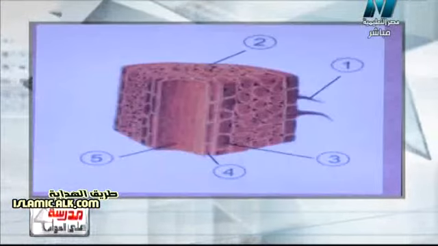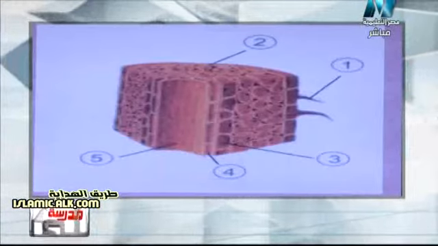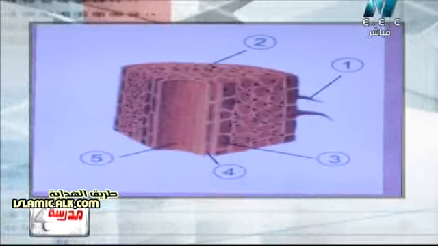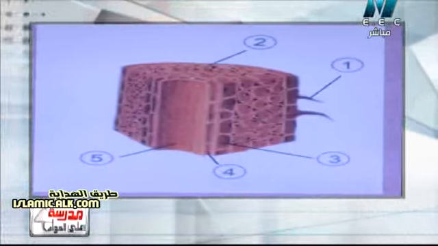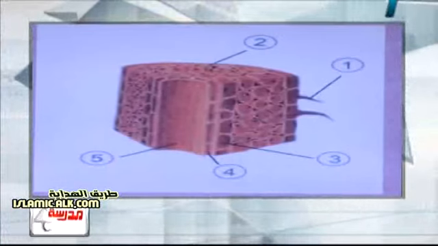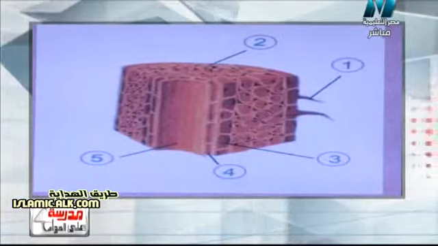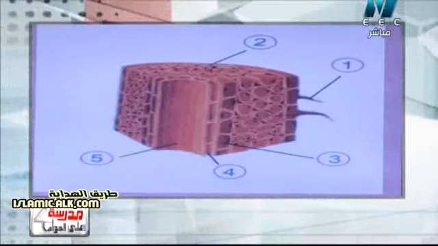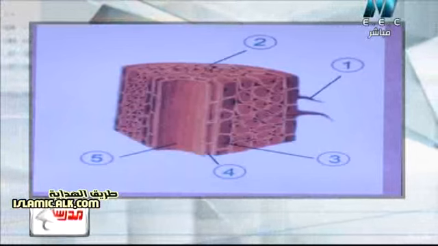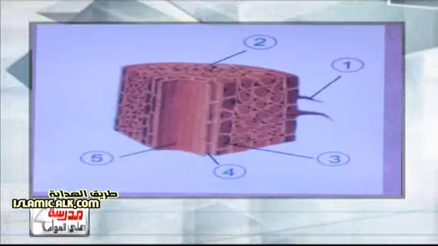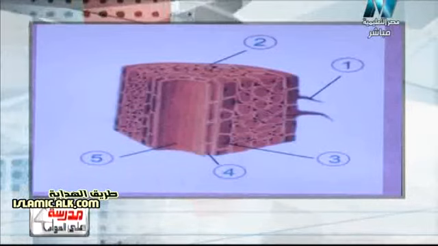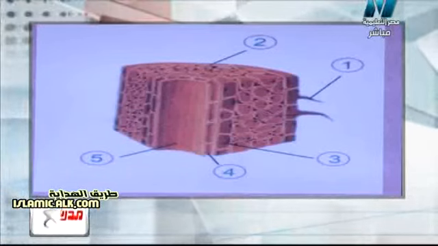Another question. This question is about drawing. The question says, label the following diagram. I am sure number 1 is a very easy point in the diagram. So number 1 will be root hair. Number 2 is the cortex. Number 3 is the endodermis. Number 4 is the xylem or wood. Number 5 is the pith layer.